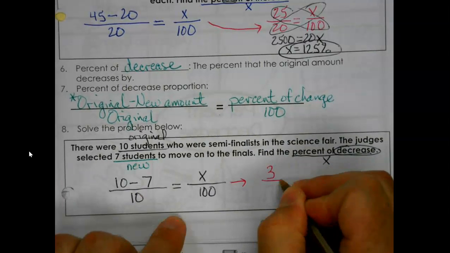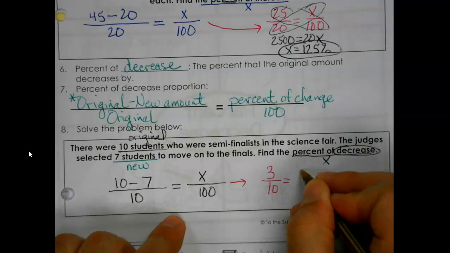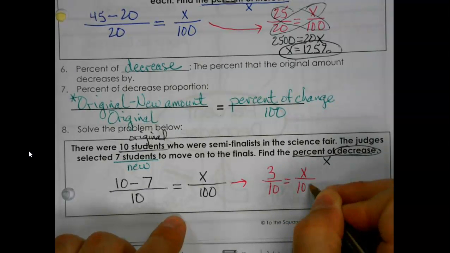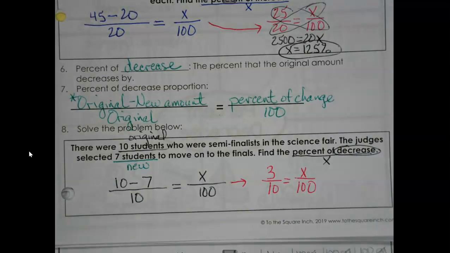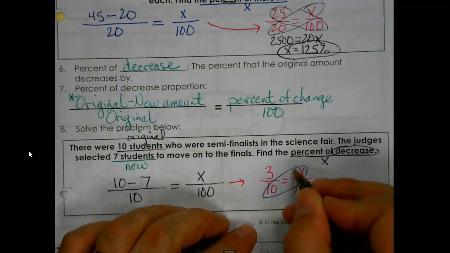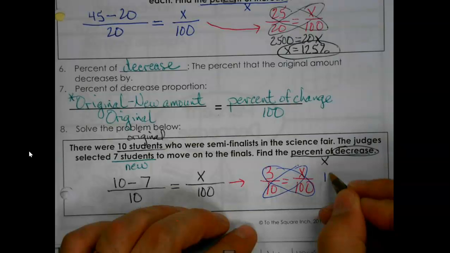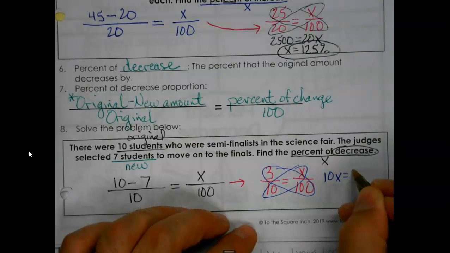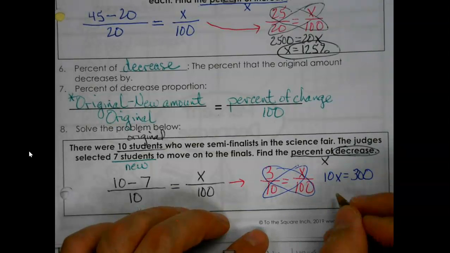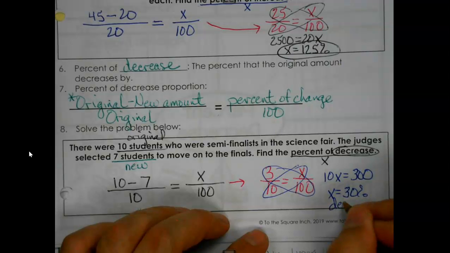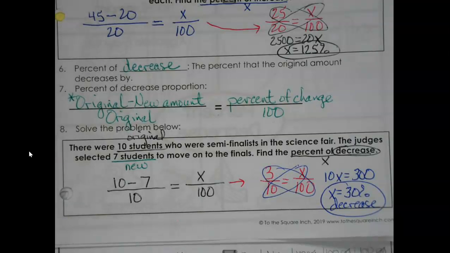So 10 minus 7 is 3. And just a little cross multiply here. If we divide, it looks like we lost about 30% of our competitors.